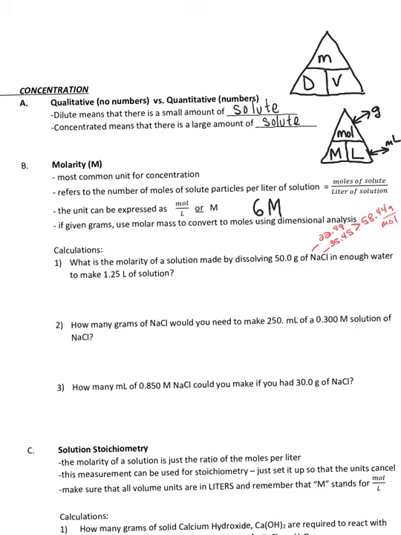Just to make things fast. All right, so they want the molarity. To get molarity, we need moles over liters. We don't have moles. We have grams and we have liters. So if we go back, we know molarity is moles over liters. We have our liters, 1.25, but we don't have moles, but we do have grams, 50.0 grams.